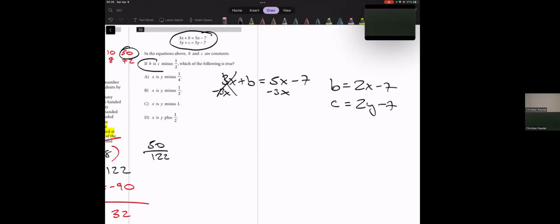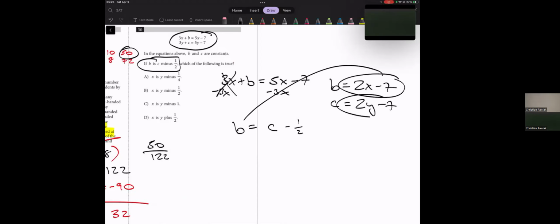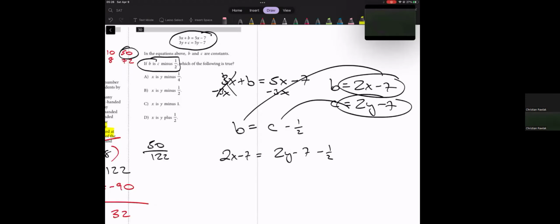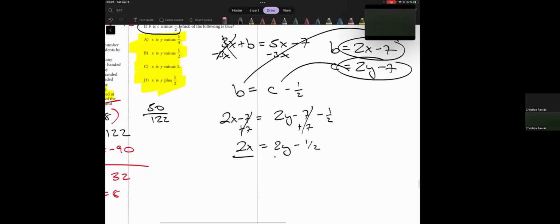So what does it say? If B is C minus 1/2, so B equals C minus 1/2, if I plug in B here and I plug in C here, then I have 2x minus 7 is equal to 2y minus 7 minus 1/2. But what do I want to do from here? One good way of figuring that out is by looking at the answers. What do all the answers have in common? Get x by itself. So I'm going to add 7. I'm going to divide everything by 2.